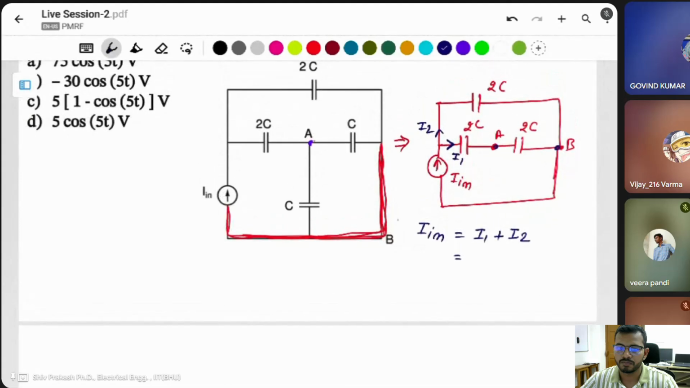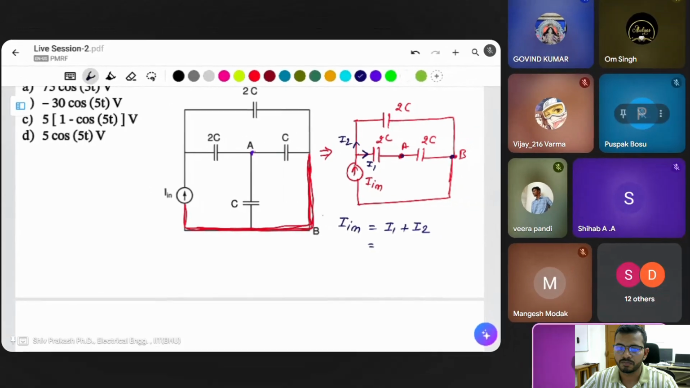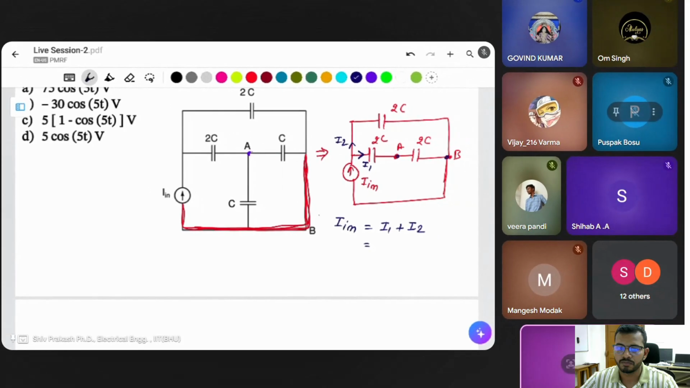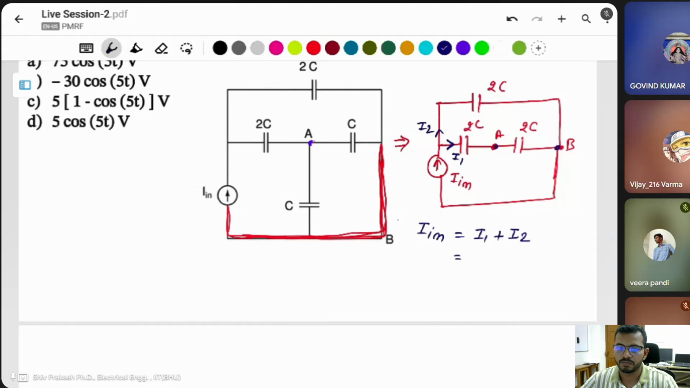Is the screen visible for you, or is there any problem? Yes, sir, it is visible. Okay, fine. I think someone has doubts. If the screen is not visible, please check your side, or we can disconnect and connect again.